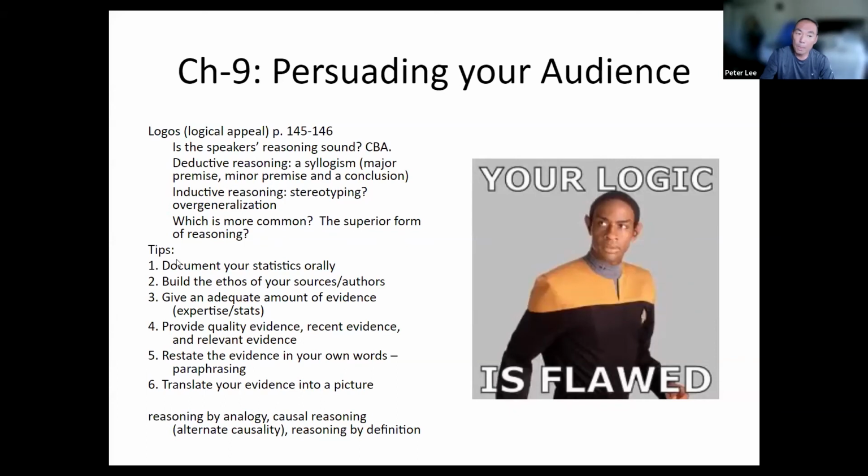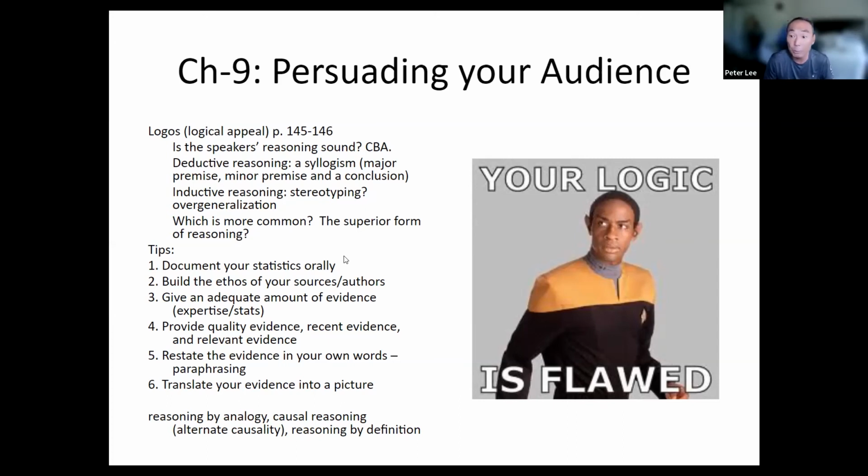Tips. How do you become more logical? Well, number one, document your statistics orally. So cite your sources for all your data, your statistics especially, right? Where your quantitative numeric data. Number two, and remember that's the evidence-based step. Number two, let's build the ethos of your sources and authors. Yeah, tell us why your sources and authors are more credible and trustworthy than anybody else, right?